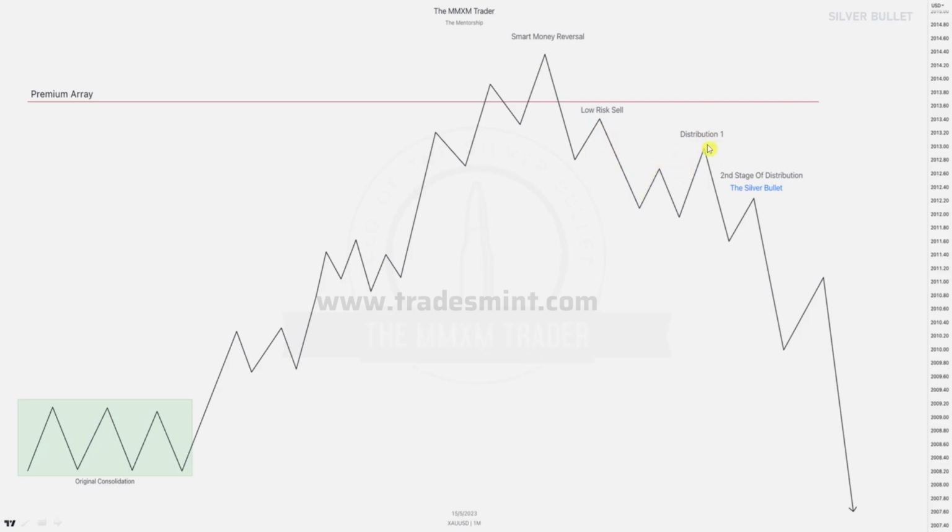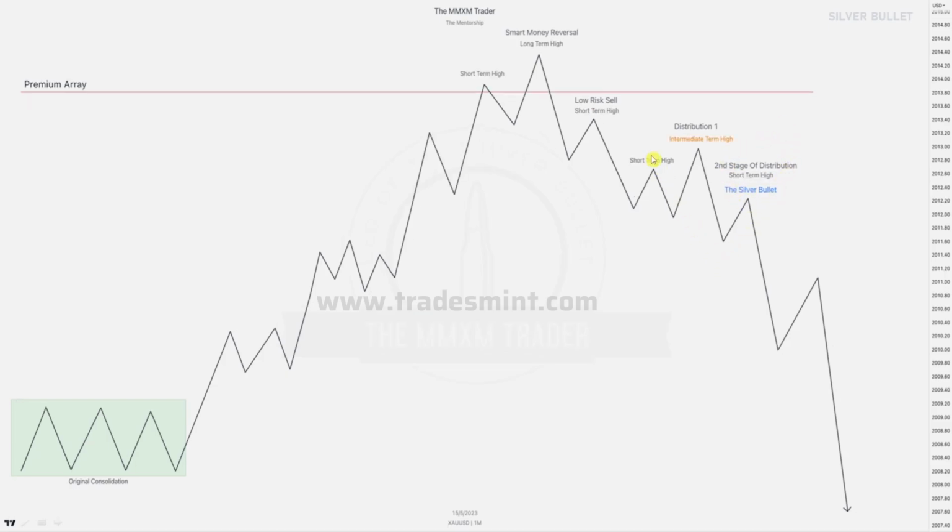Now we need to see an intermediate term high form, right? Because we're on sell side of the curve. So what do we need to have? We need a short term high to the left of it and a short term high to the right of it, right? So low risk sell, short term high, another short term high is formed, and then that intermediate term high is being formed.